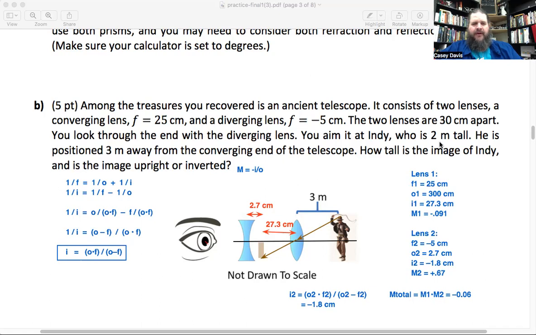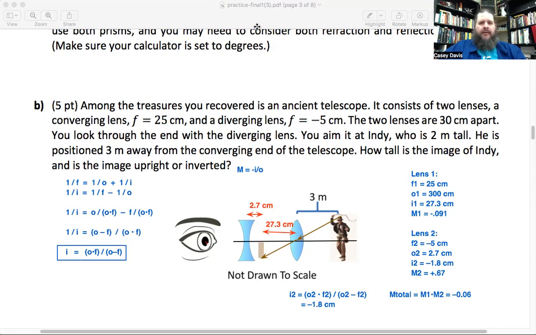Any questions on that so far? No, I just got mixed up between the inverted and the right side up, but it's clear. Thank you. Yeah, the first lens flips them upside down. The second lens makes no further change. So the final image is upside down compared to the original object.